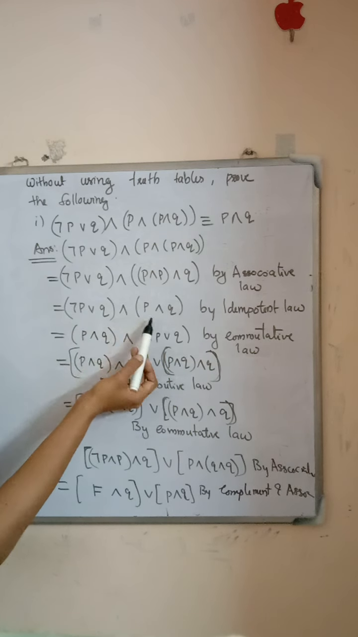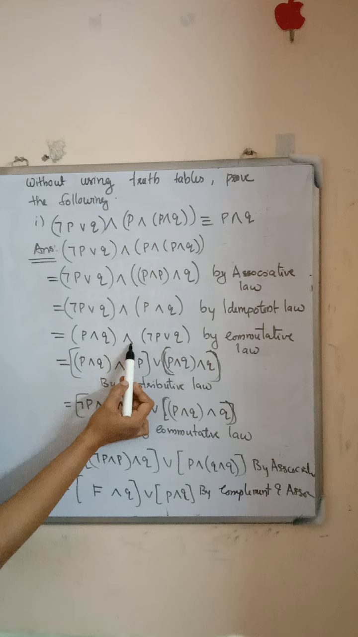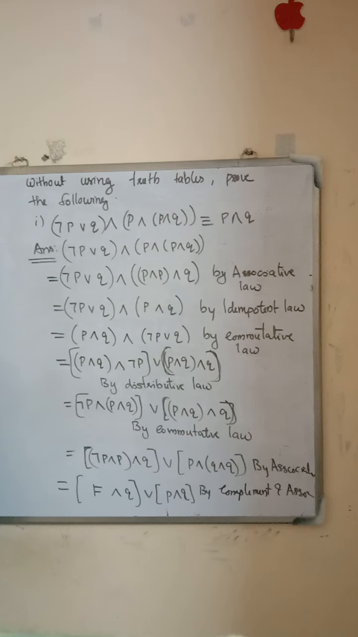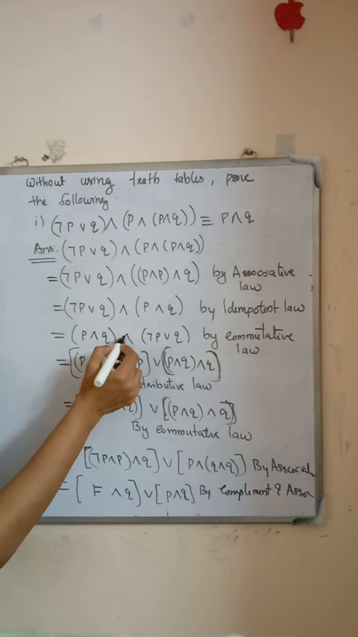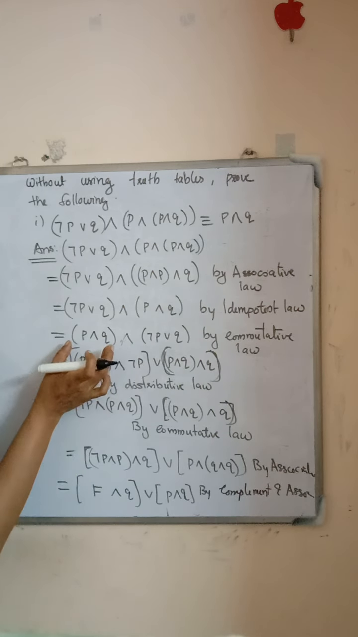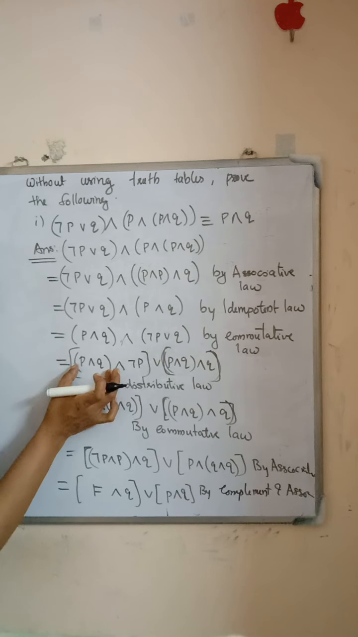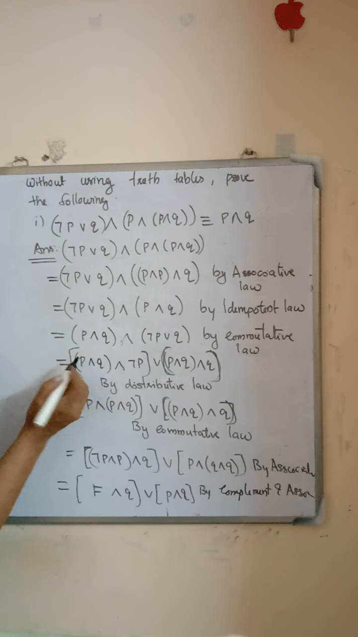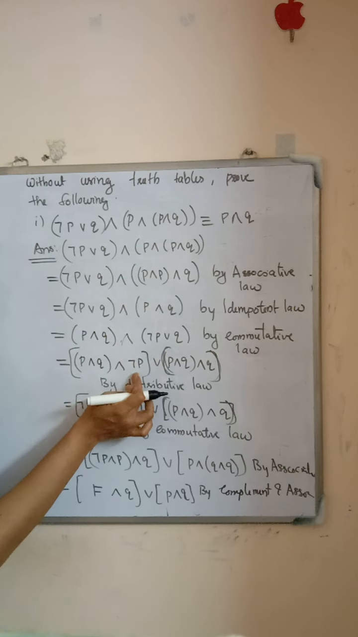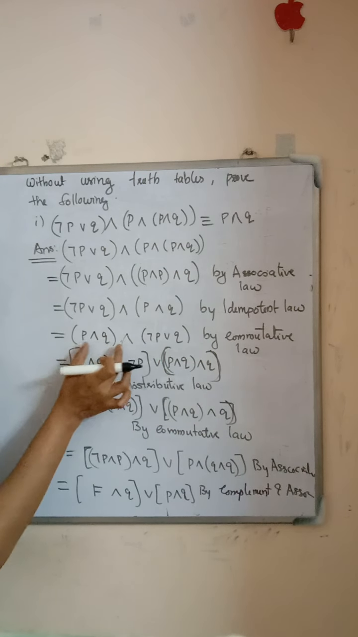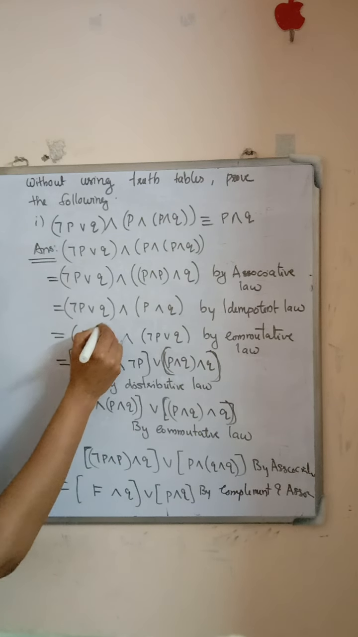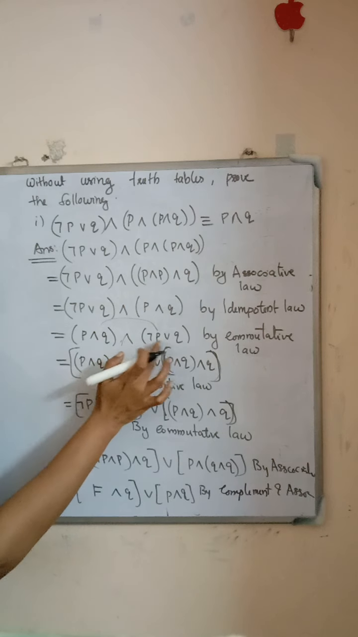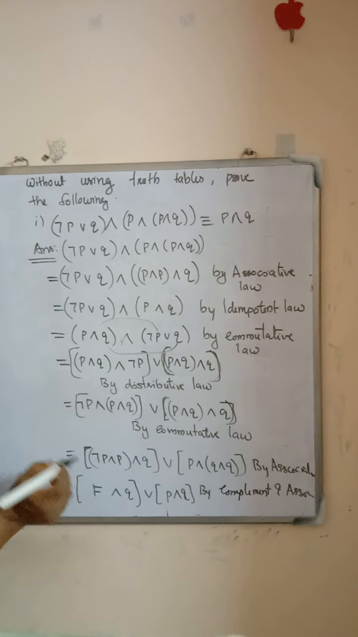Next, we commute this statement P and Q and negation P or Q. Next, apply the distributivity of and. Consider P and Q as a statement and distribute and to these two statements. So, P and Q and negation P, or P and Q and Q. That is by distributive law.